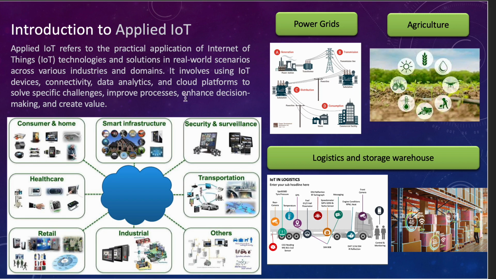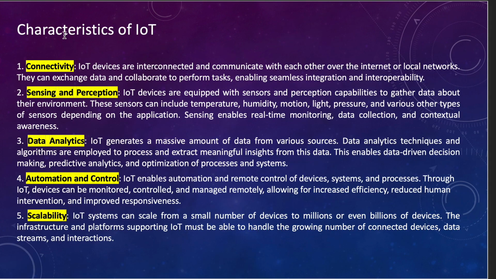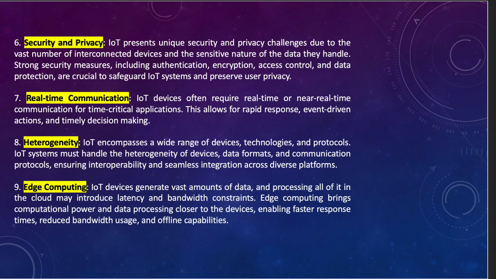So as per this definition, you can see what we are learning and what we are targeting to learn. We looked at characteristics of IoT systems. These are general characteristics that you will find in IoT systems. You will find connectivity, perception or the hardware layer, data analytics, automation, scalability, and security as an important topic, real-time communication, heterogeneity, and edge computing. These are features that would be there in an IoT system, right? We looked at them briefly.